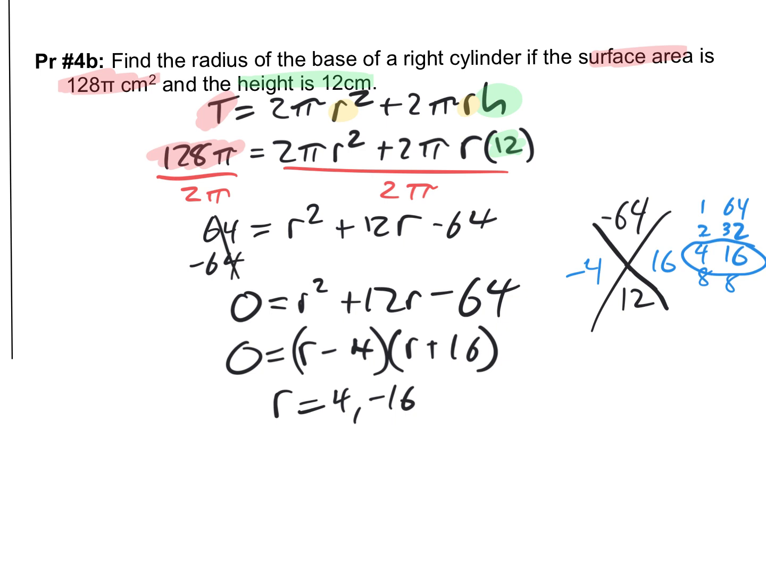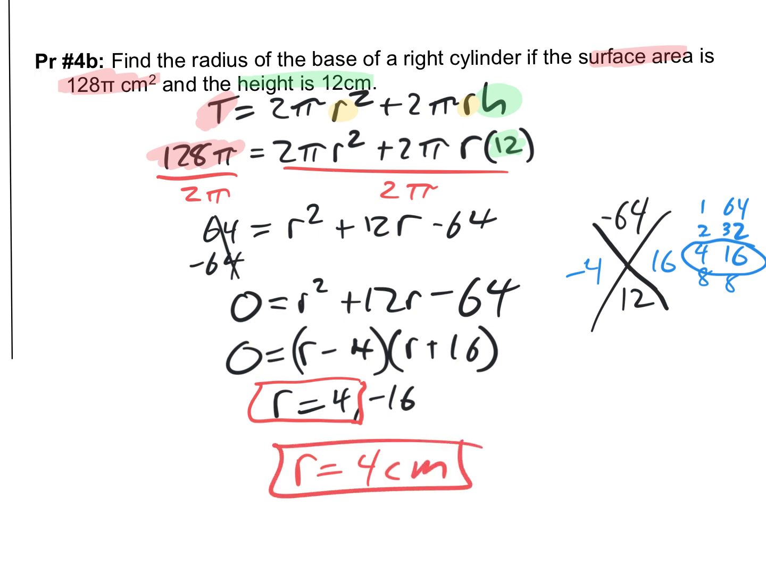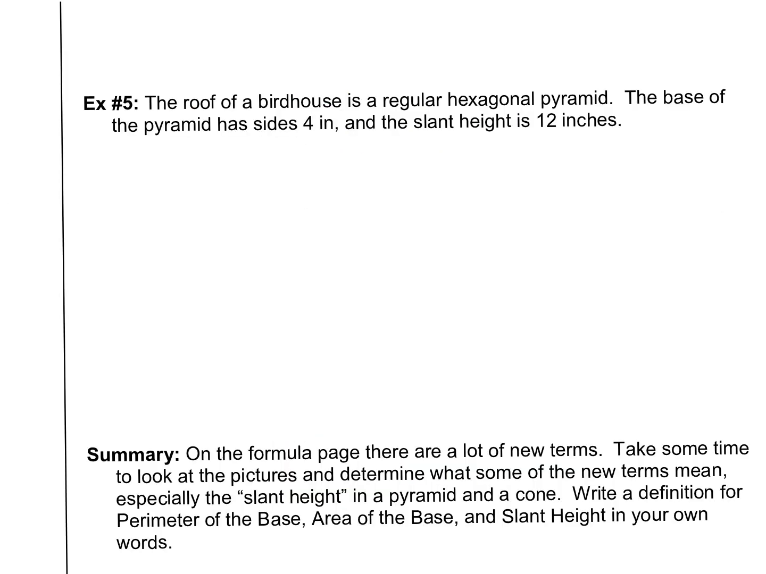And let's go back to what we were talking about originally, right? Isn't this the radius of a cylinder? Well, negative 16 doesn't really make sense in that context, right? So really, the only answer that actually is valid here is 4. So what would the answer be? The radius of the cylinder, everything's in centimeters. The answer is the radius is 4 centimeters. Boom, boom, boom. All right, let's go to the next page.